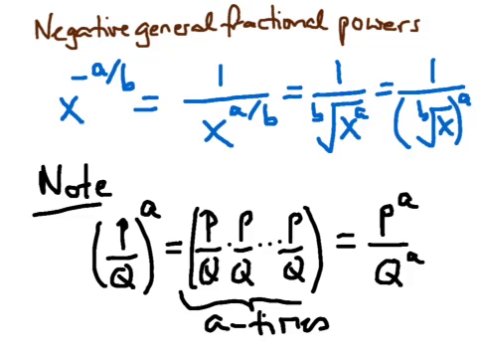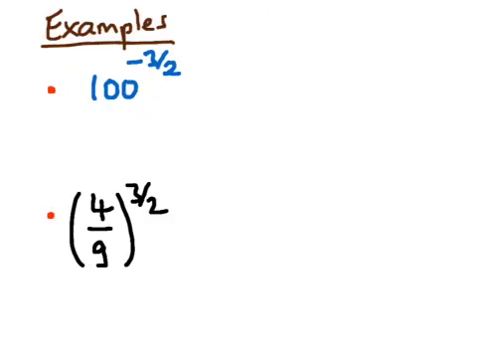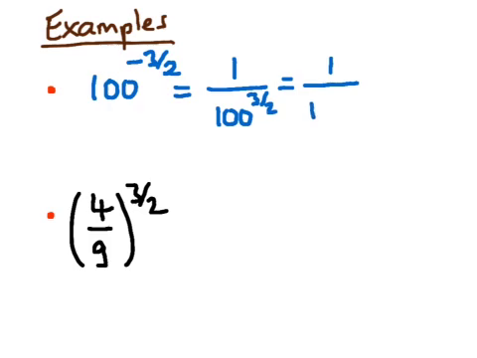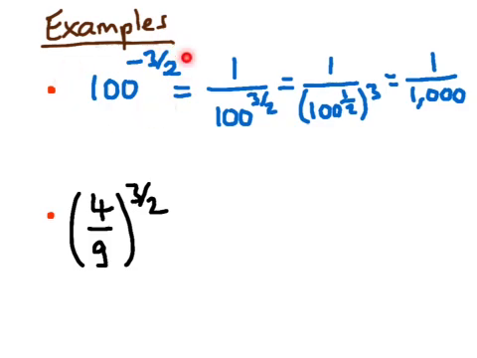So on the final slide, I'm just going to give a couple of examples and then we will stop the video. So on this final slide, I've got two examples. The first one is what is 100 to the power of minus 3 over 2. Well, the minus sign just means that we have 1 divided by 100 to the 3 over 2. And this can be written as 1 over 100 to the half, all cubed. 100 to the half is the square root of 100, and that is 10. So we have 1 over 10 cubed, and 10 cubed is 1,000. So 100 to the power of minus 3 over 2 is 1 over 1,000, a thousandth.